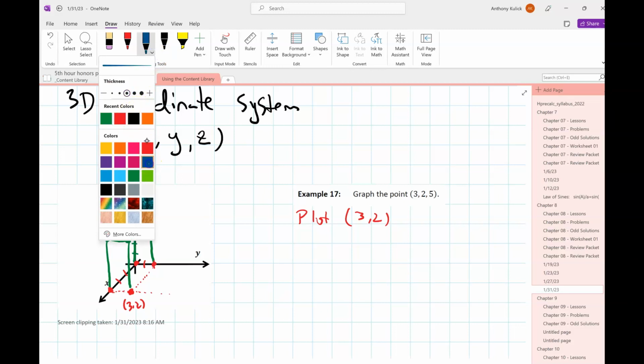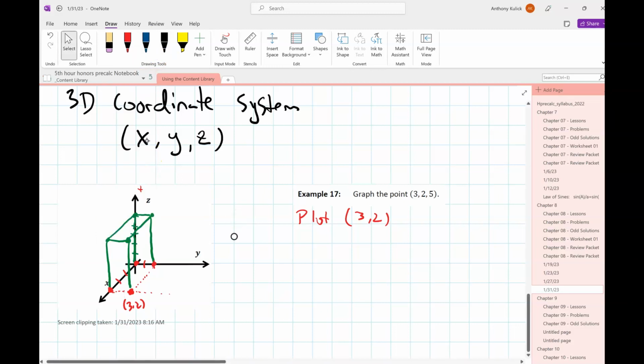Is everybody okay with the parallelogram that I've drawn there? So where is the point 3, 2, 5 then? If I take the point 3, 2 and I project it up into 3 dimensions, that spot there is the point 3, 2, 5.